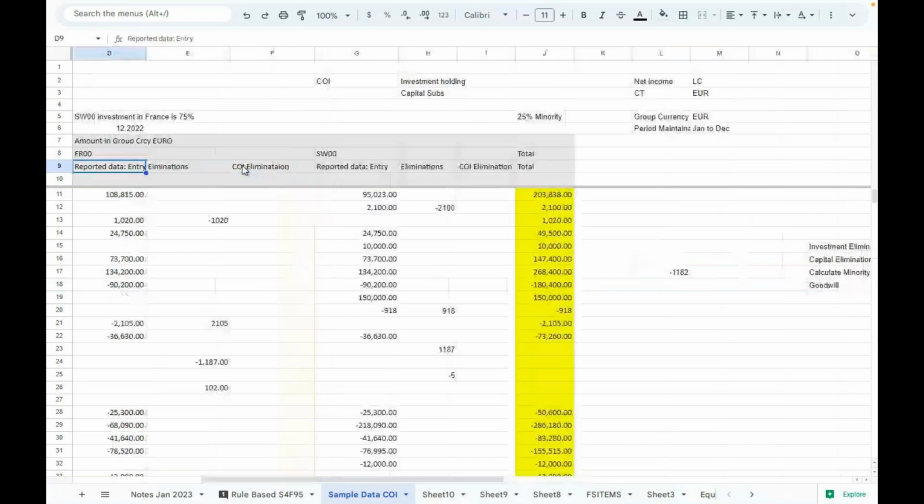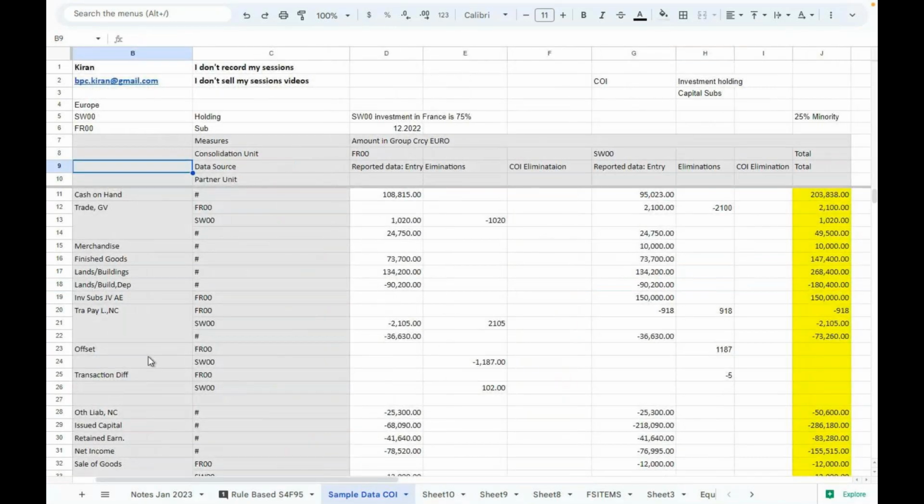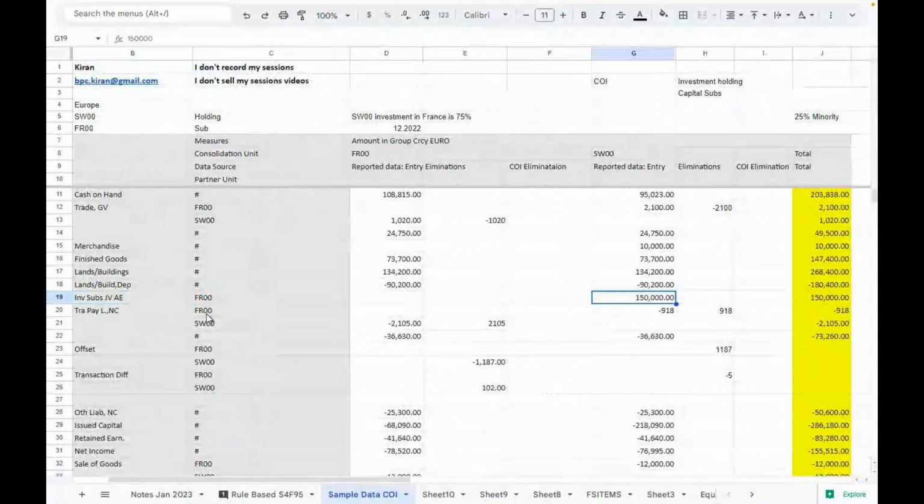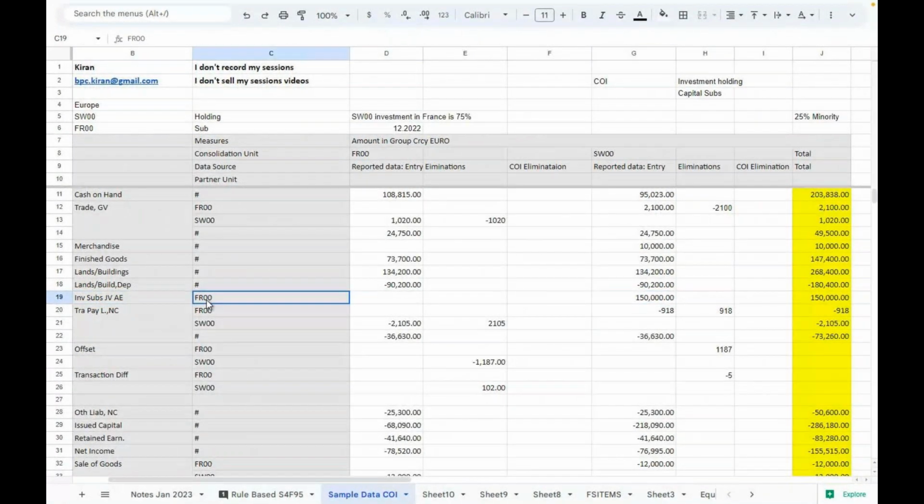So let's understand. Here, investment in subsidiaries. Where is it? Here. In this investment in subsidiaries, Switzerland invested in France. Correct? How much? 150,000. This 150,000 I want to eliminate. I will post it in a separate column so that the customer can easily identify the investment eliminations. So minus 150,000 investment eliminated.